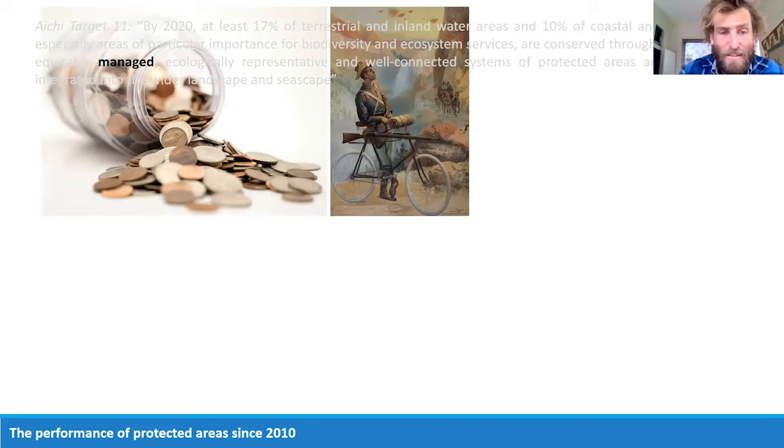There are some recent studies showing that if you just look at the inputs of protected areas, around 23% of terrestrial protected areas suffer from inadequate staff and budget resources, and that these shortfalls are particularly pronounced in the neotropics.